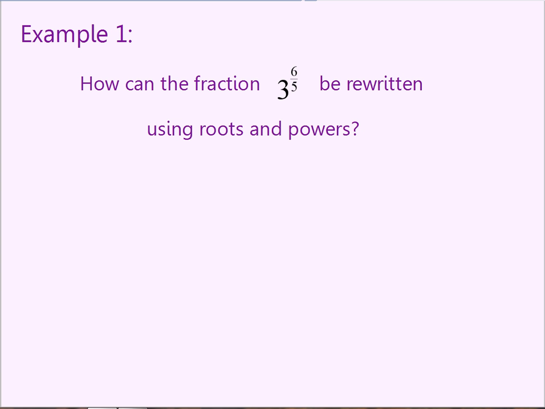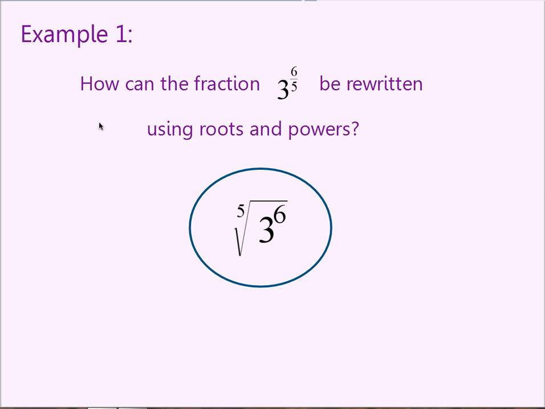At first, we're just going to rewrite our rational exponents into a radical expression, in other words, using roots and powers. So 3 to the 6/5 power is the same as 3 to the 6th power, and taking the 5th root. The 5th root of 3 to the 6th power. Those are exactly the same expression.